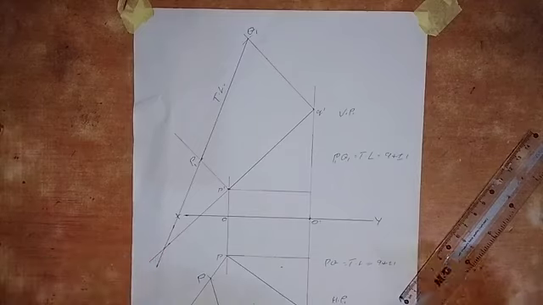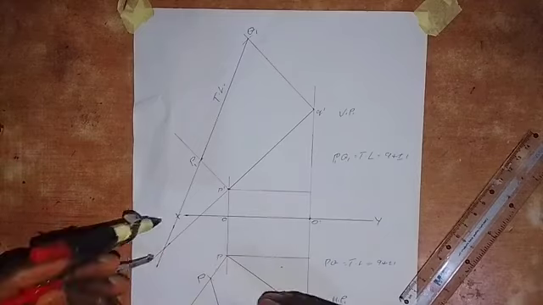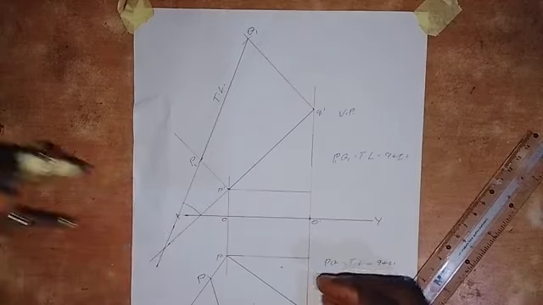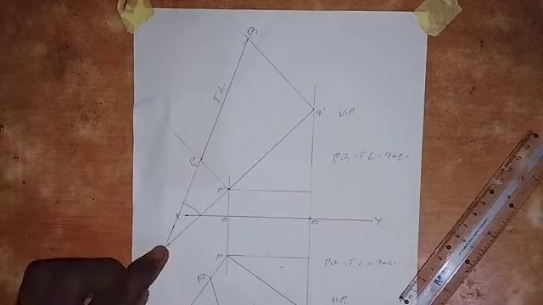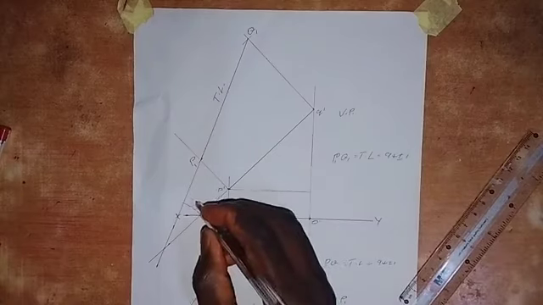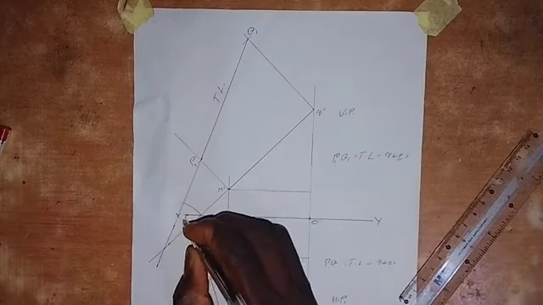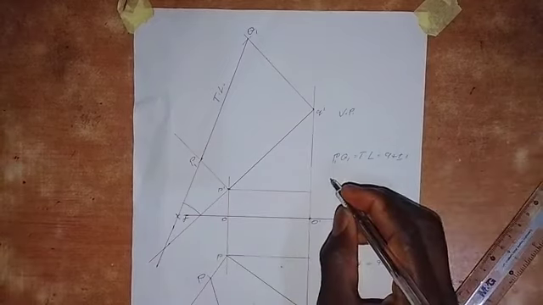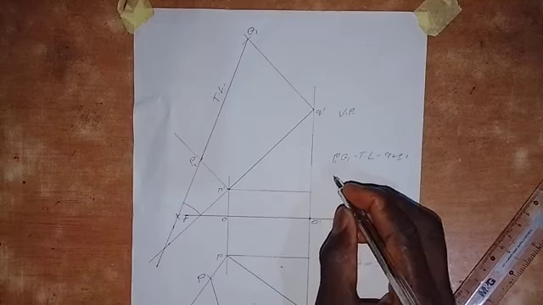Okay, so I'm going to put the pinpoint of my compass here, extend it a bit, and then draw an arc between these two lines. Then the true inclination to the vertical plane is this angle that we have here. So I'm going to call it angle alpha. What is the value of this angle?